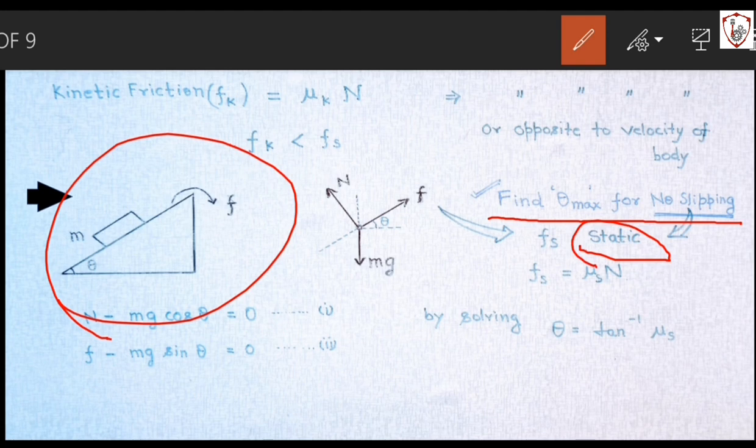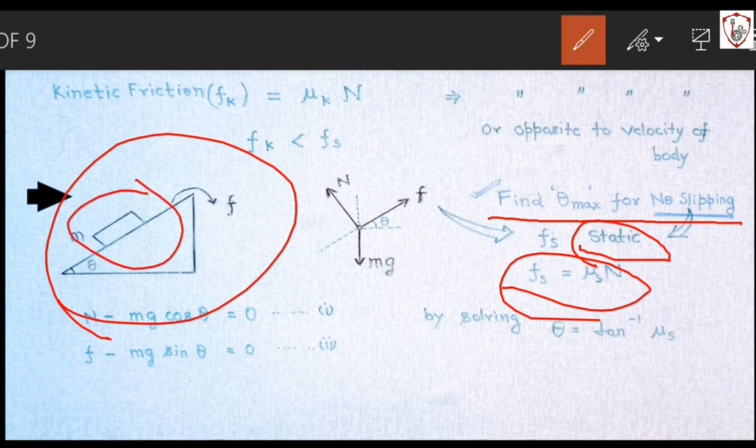Now we know the static friction force. The maximum value is mu s into N, the normal force multiplied by mu s, where mu s is the coefficient of static friction. You will use it. Now in our discussion on Newton's laws of motion, what was the first step? To draw the free body diagram. Let's draw it here. This is the free body diagram of the block.